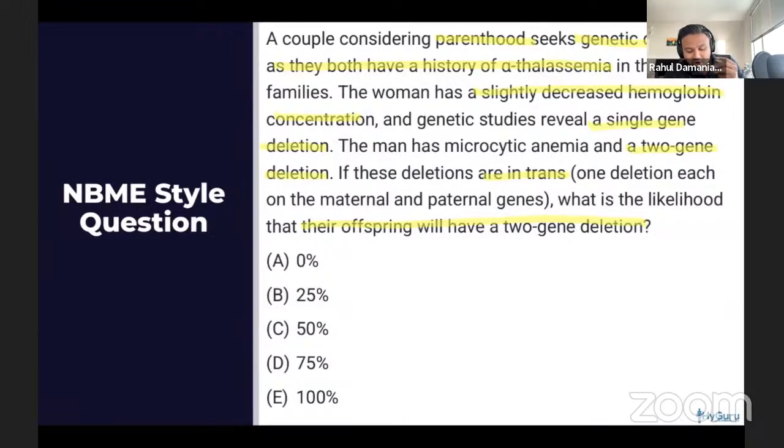If these deletions are in trans, i.e. one deletion on the paternal and maternal genes, what is the likelihood that their offspring is going to have a 2-gene deletion? Go ahead and put your answer into the chat box. 0, 25%, 50%, 75%, or 100%.